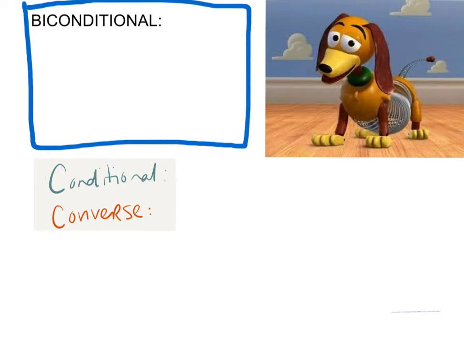The conditional here is, if a polygon has 3 sides, then it is a triangle. There it is. If a polygon has 3 sides, then it is a triangle. Now remember, the converse is when you rearrange the statement so that the conclusion and hypothesis have switched spots. So I'm going to move them around to write the converse. But remember, I'm going to use English to make sure my sentence makes sense.